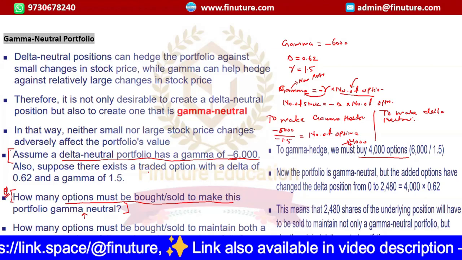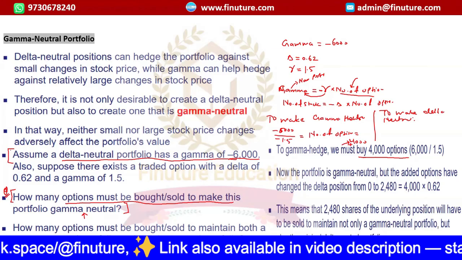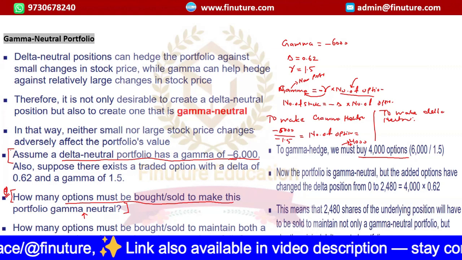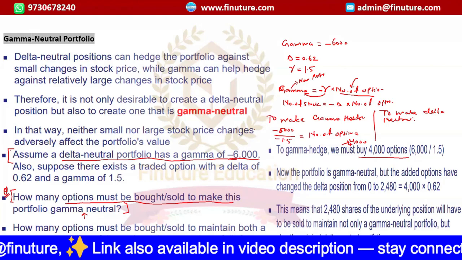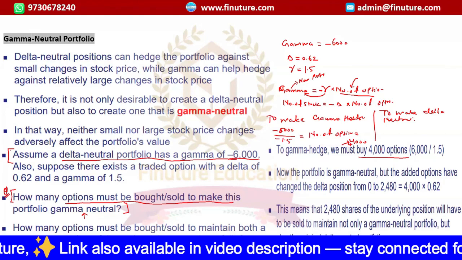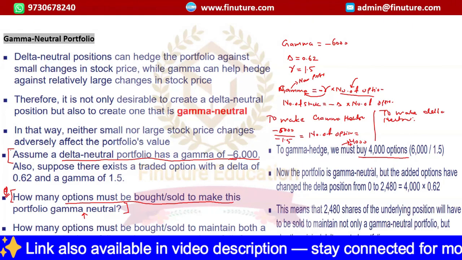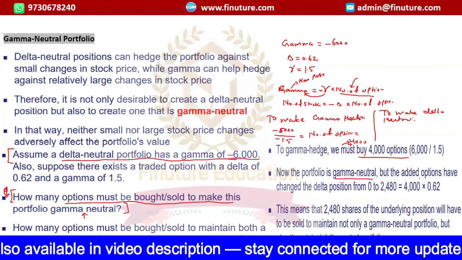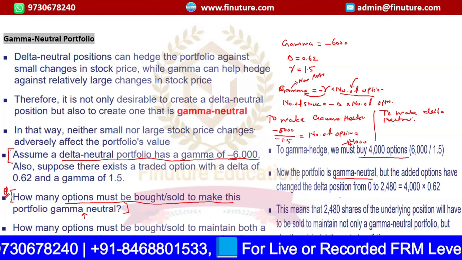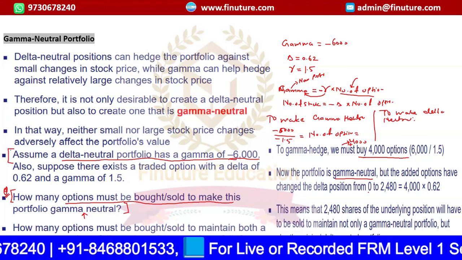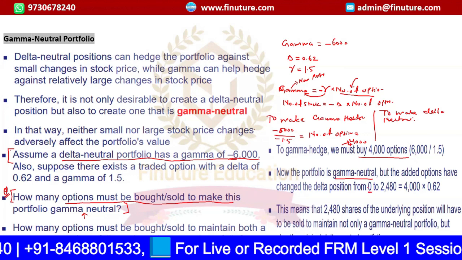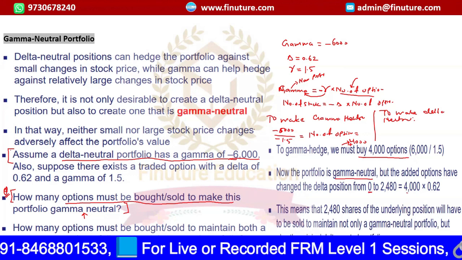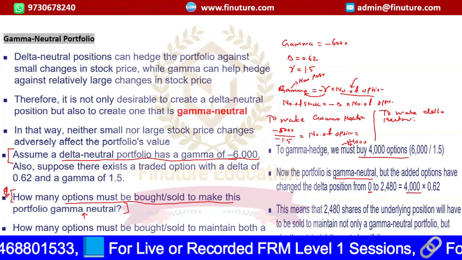We wanted to hedge our gamma. But if you include new options in your portfolio, this will disturb your delta neutrality. Now the portfolio is gamma neutral, but the addition of these options has changed the delta. Initially my delta was zero because it was delta neutral, but I added these many options.